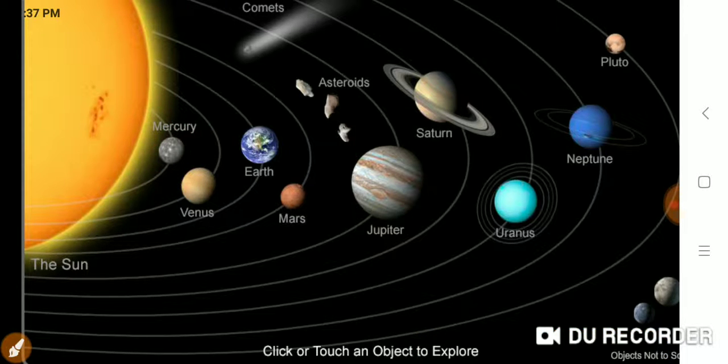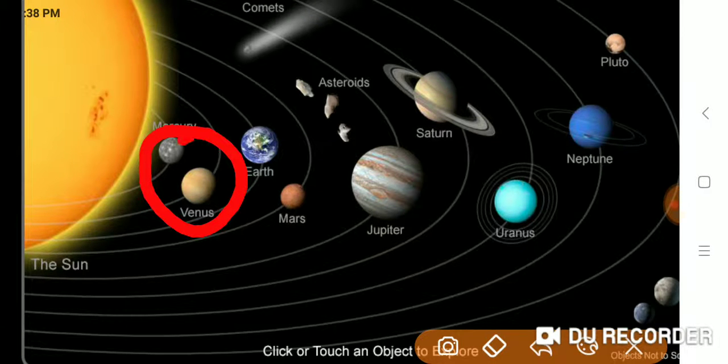Mercury is the closest planet to the Sun, and it revolves around the Sun in 88 days. Its day temperature is very high, and the night temperature is very cold. There is no natural satellite for Mercury. Venus also has no natural satellite. So Mercury and Venus are the two planets which do not have any satellite.